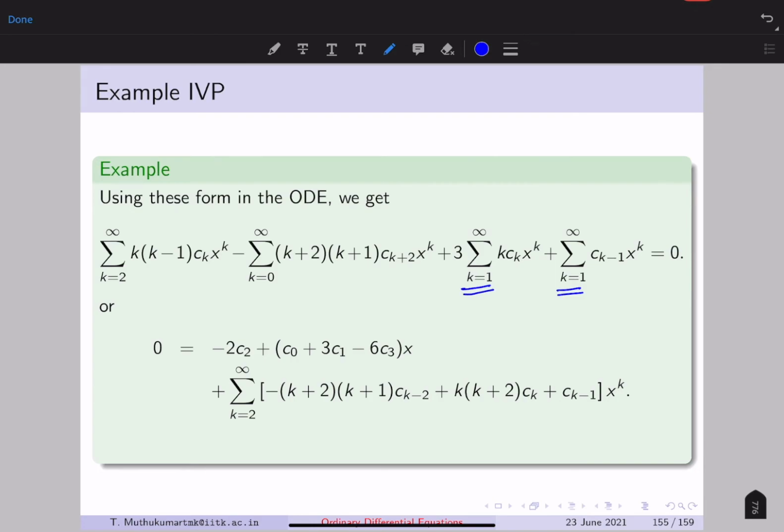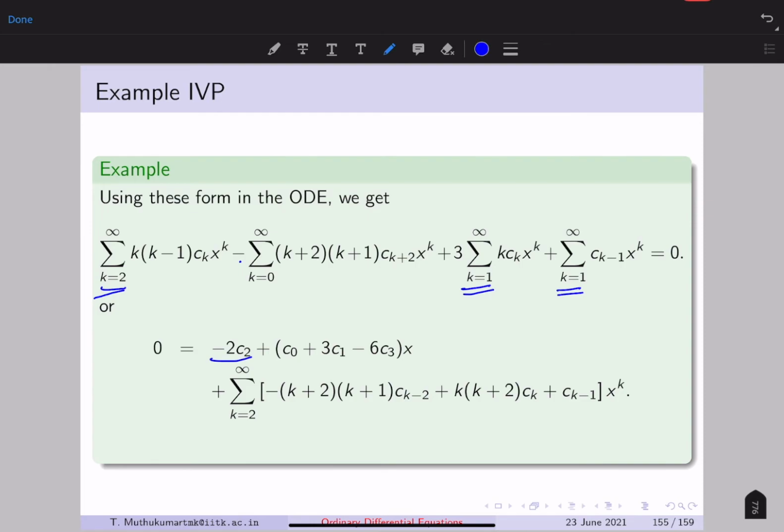Here also there is no x power 0 because it starts from k equal to 2. So the x power 0 term comes only from here. So when k is 0, it's 2 into 1, 2, c2. There is a minus, so minus c2. Similarly, if you equate all coefficients, you are going to get these relations, right?